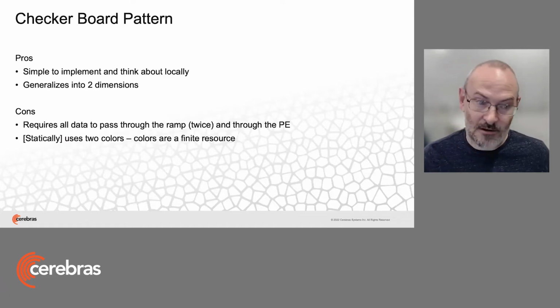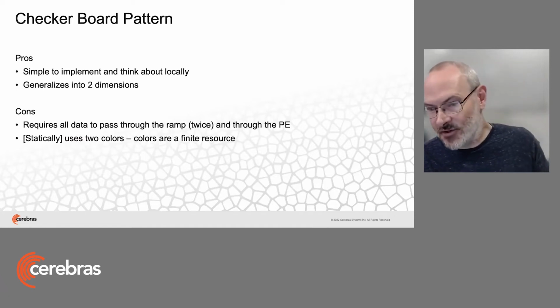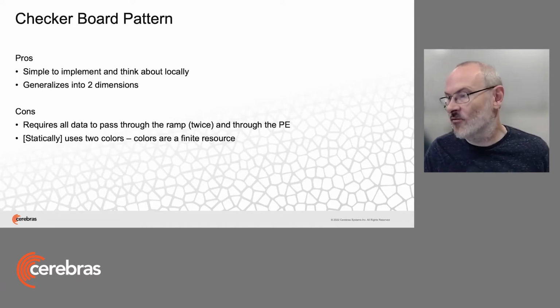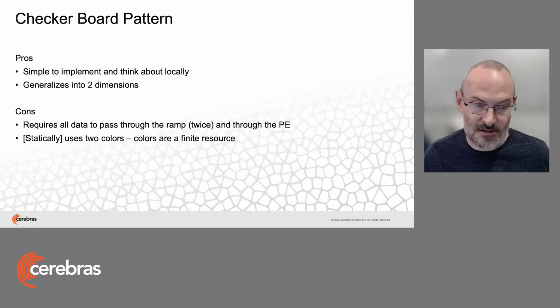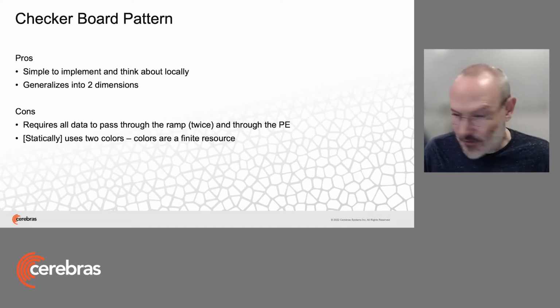This works well if you're trying to do something on every computation, on every PE as you're acting. If you're just trying to transmit data from one side of the fabric to the other, this is not an effective way of making this work. Also, off the bat, it uses 2 colors, and colors are a finite resource. You want to be careful and strategic about how you use them.